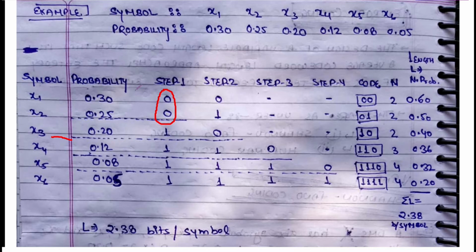Now just check the probability of these divided groups. So अगर मैं probability की बात करूं top वाले group की, this comes out to be 0.55, 0.30 plus 0.25. And if I talk about the total probability of the bottom group, जो second group मेरा divide हुआ है, it comes out to be 0.45, obviously, right? So the 0.55 and 0.45 division is good enough.